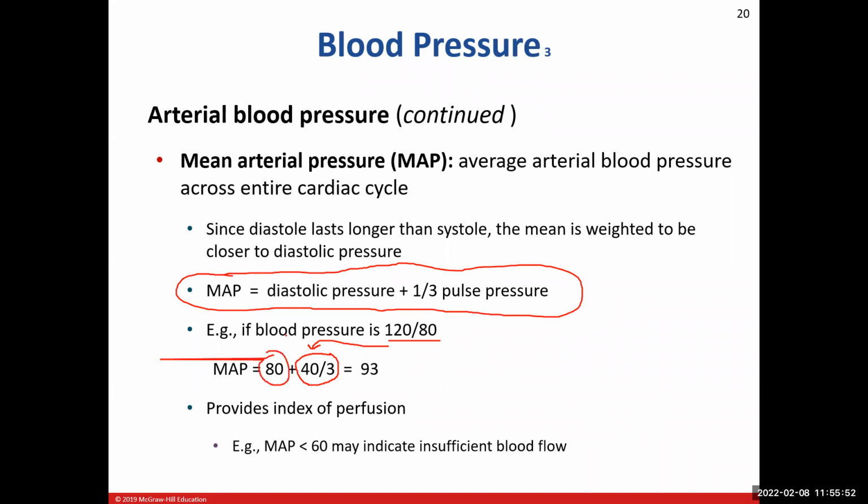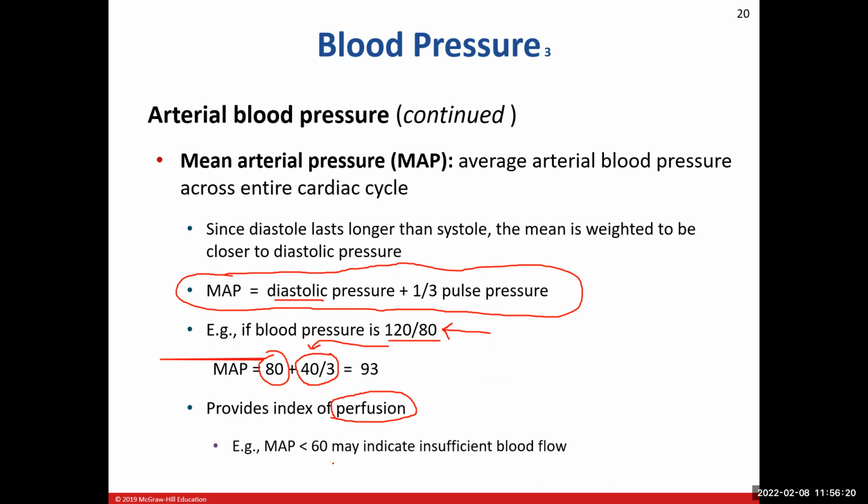Why is that? Why do we use 80? Because that's the diastolic pressure. And where do I find that value? Right here. There is our blood pressure. Blood pressure is the systolic pressure over the diastolic pressure. Right? The larger number is the systolic pressure. When you're taking blood pressure values, the lower number is going to be the diastolic pressure. Okay? So again, this gives us an idea of perfusion.